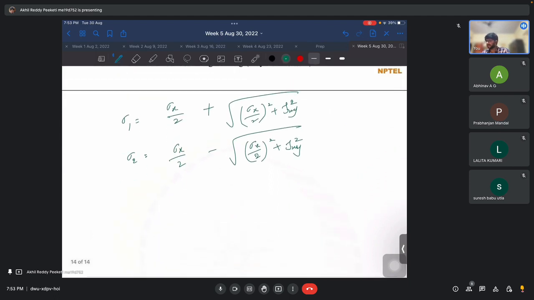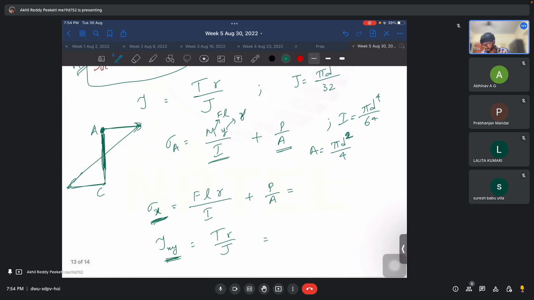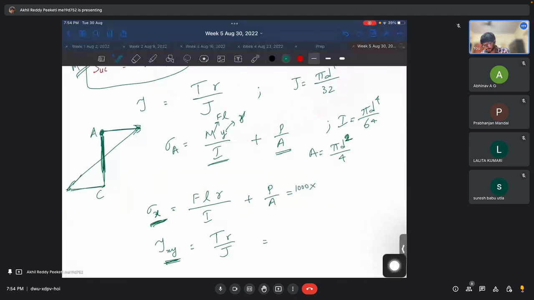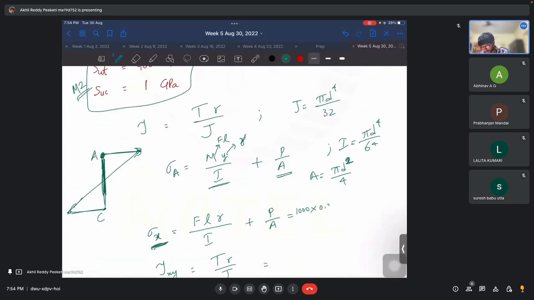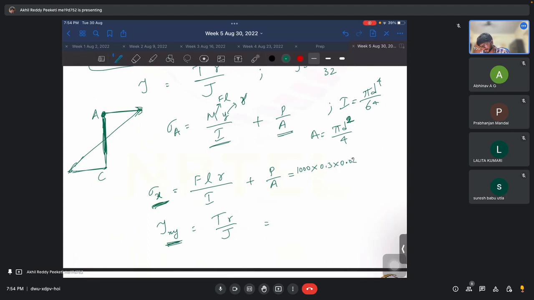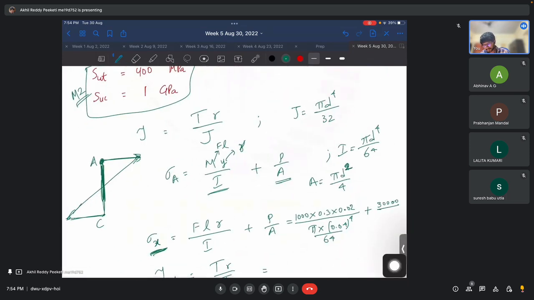So now if you are asked to use maximum shear or distortion energy theory, let's say you are doing it with distortion energy theory, should we just put the numbers directly? Force is 1 kilonewton, so 1000 into length, given as 300 mm, so 0.3, and radius, as diameter is 20 mm, so radius is 0.02, by I, so pi into d power 4 by 64, plus P by A, where P is 30 kilonewtons, so 30,000 by area, so pi d square by 4.